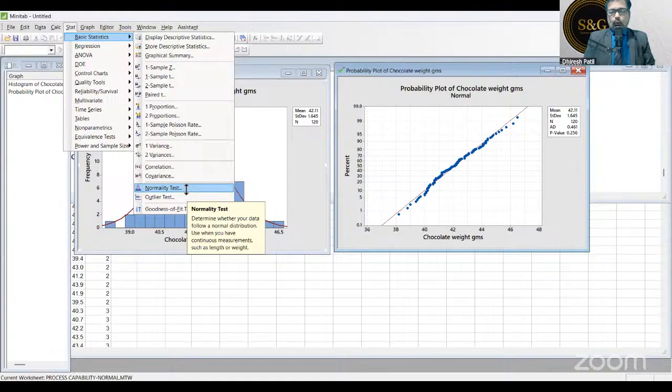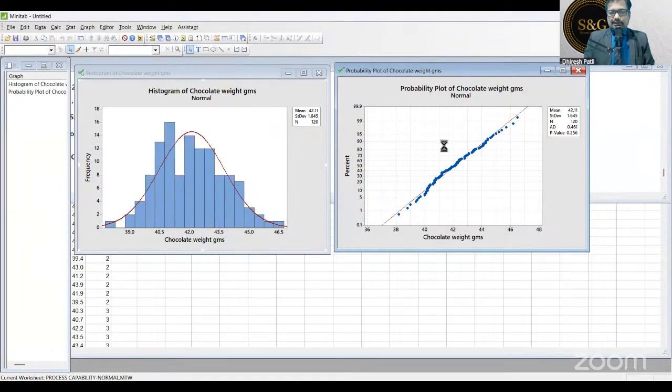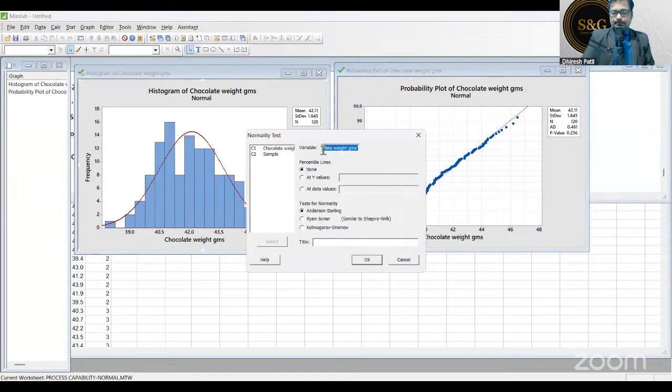Okay. Once you do that, once you click on that, just select variable option. In the variable option, just select chocolate weight, the file which has been given. Okay, which I'm just giving it to you once again. You can install it. Okay. And once you do that, write this down first, then you can practice it. Go to stat, basic statistics, normality test. So this will pop up. In the variable, select chocolate weight. Double click on chocolate weight. Click on OK. That's it.